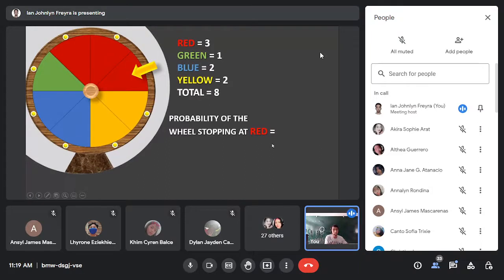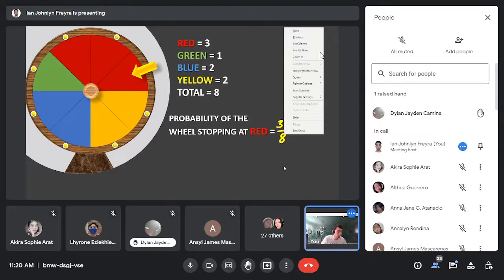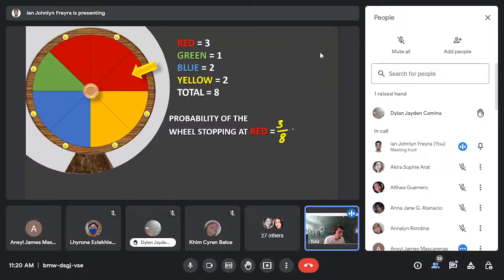Now, let's compute for the probability of the wheel stopping at red. I will draw a fraction bar, and on the top part, the numerator, I will write how many are red in the spin wheel. How many are red again? 3. How many is the total number? 8. So the total number will go at the bottom part. That's 3 over 8. Your chances of winning if you chose red is 3 out of 8. What's 3 over 8 in decimal? 0.38. And 0.38 is what in percent? 38%. So your chances of winning if you chose red is 38%.